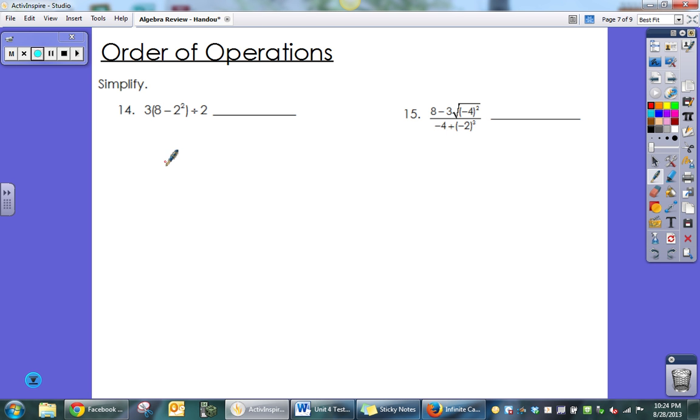Order of operations. I am following PEMDAS, so according to that I'm going to do parentheses first. Within my parentheses though, I also have to follow order of operations, so I have some exponents. 2 squared becomes 4. Continuing with my parentheses, 8 minus 4 is 4. And then remember, multiplication and division have the same kind of hierarchy, so I'm going to do them from left to right as they appear. So I've got 4 times 3 is 12, and then 12 divided by 2 is 6.